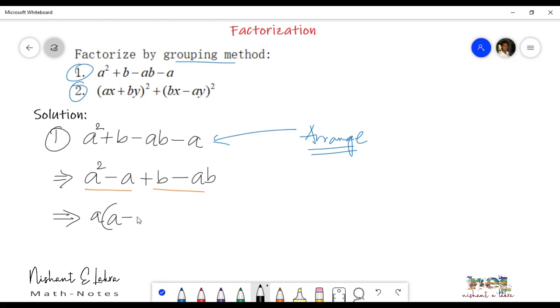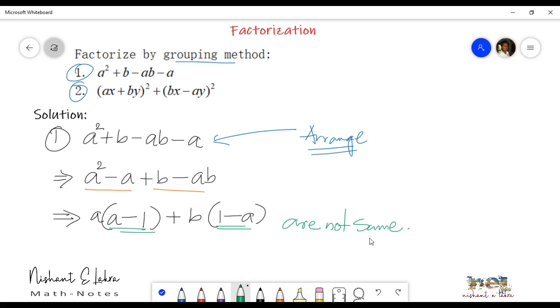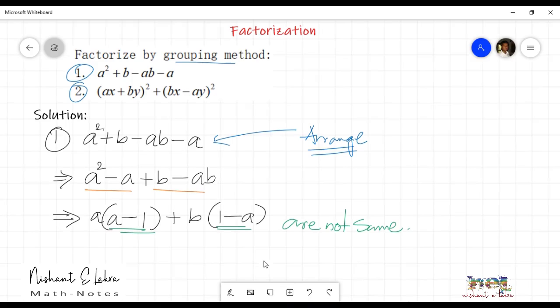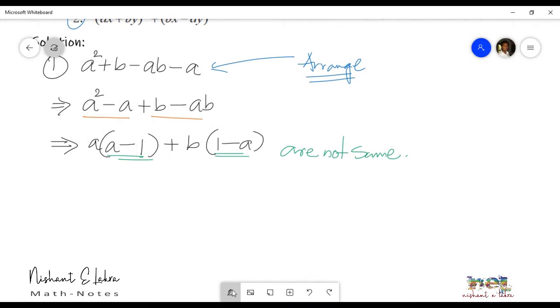The common term here is a in the first group. A into a is a square, minus a into 1 is a, plus the common for the second group is b. B into 1 will be b, plus into minus is minus, and b into a will be ab. The pairs are having opposite signs, right? They are not same. So we have to make it same by changing their signs. It's very simple. You just follow this and you will understand it.